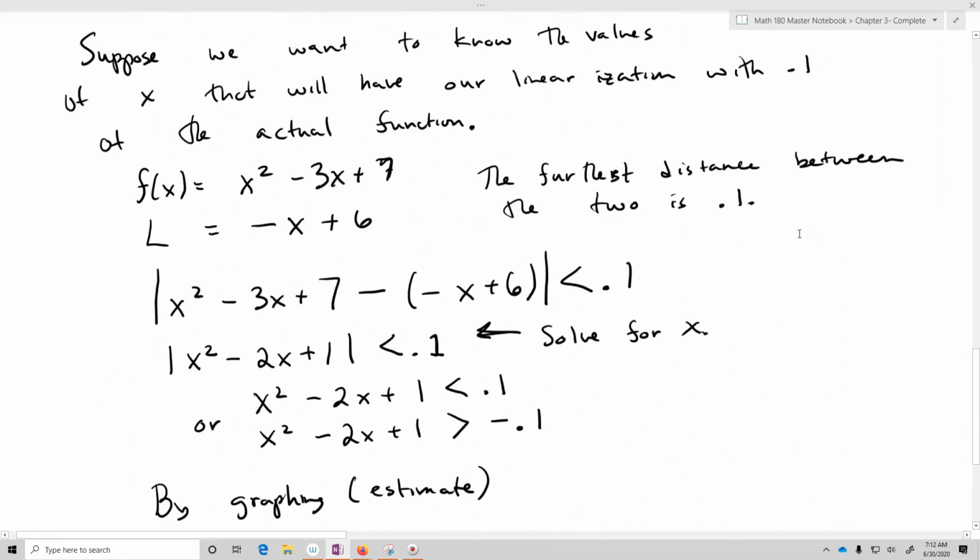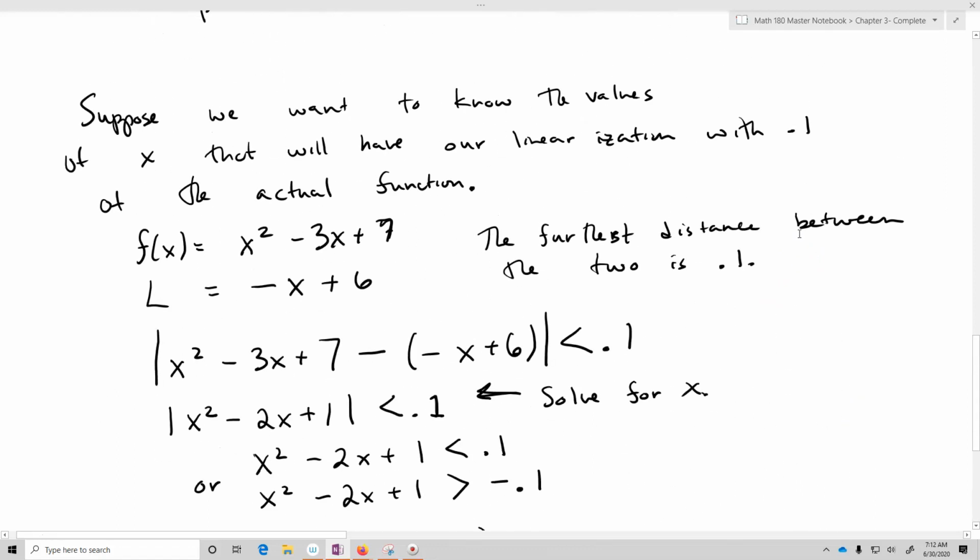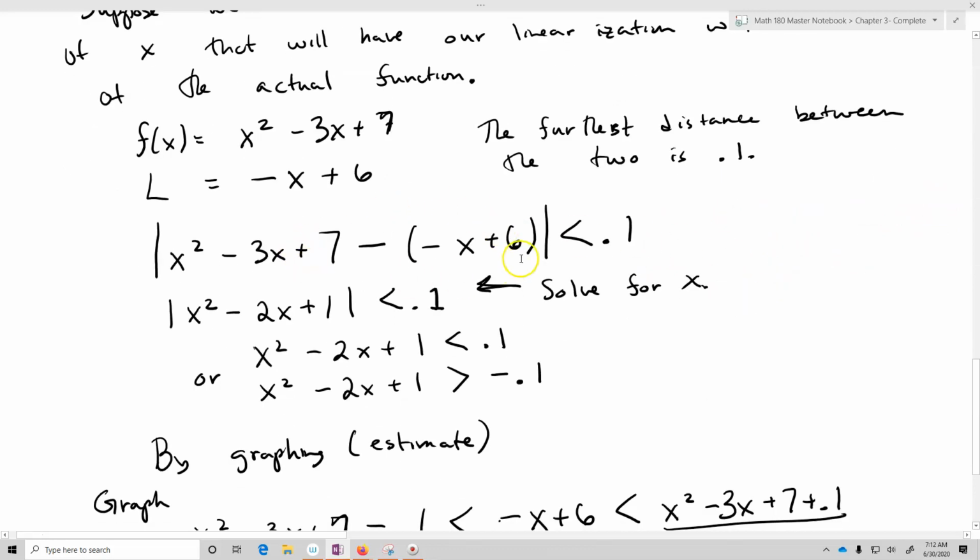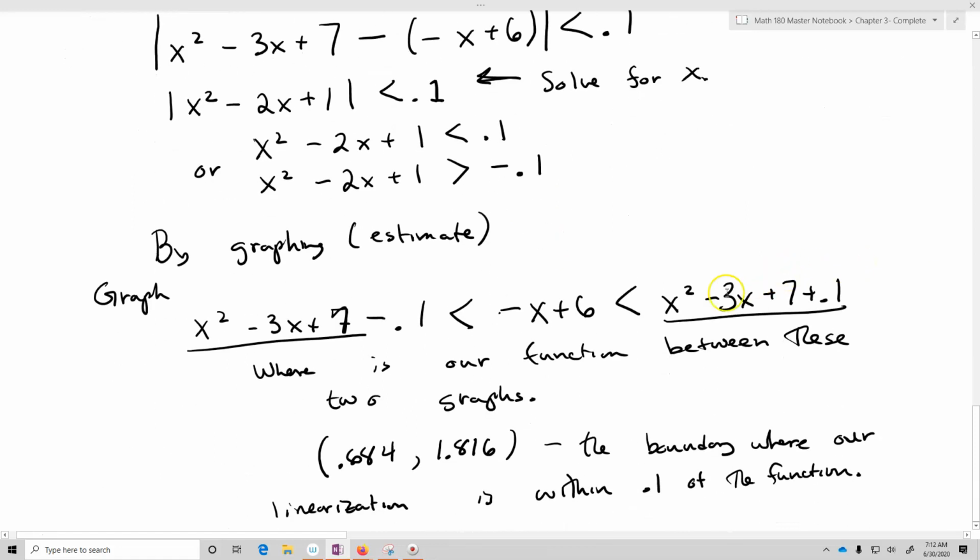So when we're asked to find the values of x that will have our linearization within 0.1 of the actual function, what we're being asked to do is construct this absolute value. We want to determine the distance between these two is at maximum 0.1. Sometimes we can do this algebraically, but sometimes we have to do it graphing. If we do it graphing, it's saying take the function, subtract the error bound, and then take the function, add the error bound, and figure out graphically where our linearization is in between those two error bounded functions. And there it is. We found that it was 0.684 and 1.816.